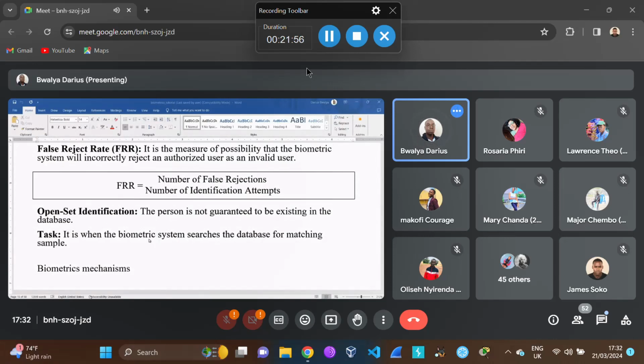So even here, maybe that can give you a clue as to what these two terms mean. Yeah? Okay, great. Then there's a task. So this is when the biometric system now searches the database for matching the sample. So now that's a task. Okay, the system has a task. It's said to have a task when it is matching. Yeah? That's great. Okay, let's carry on.